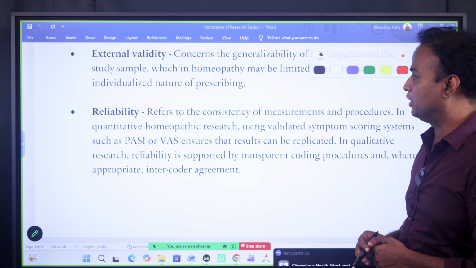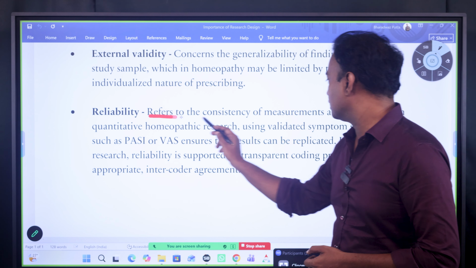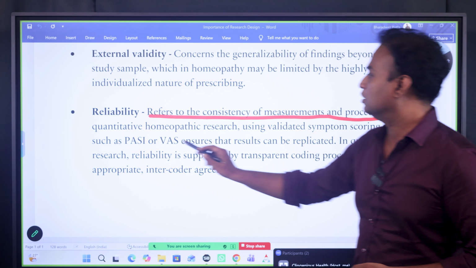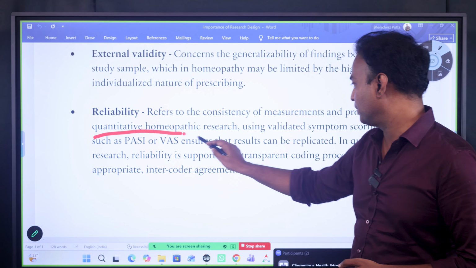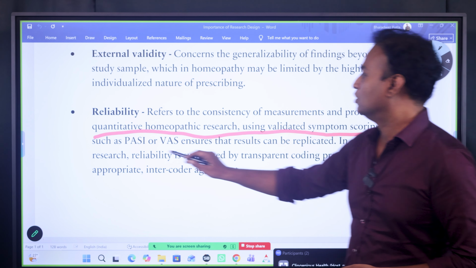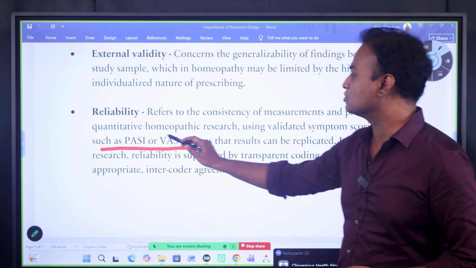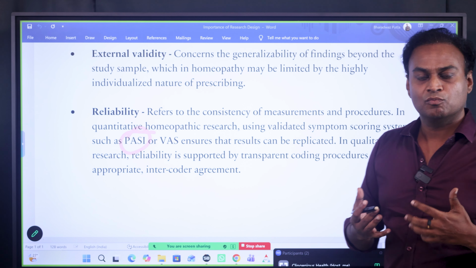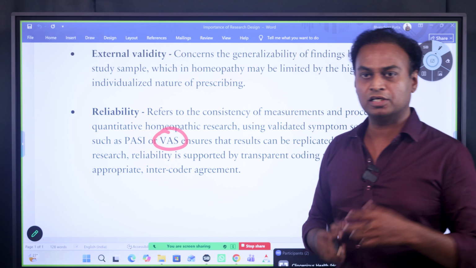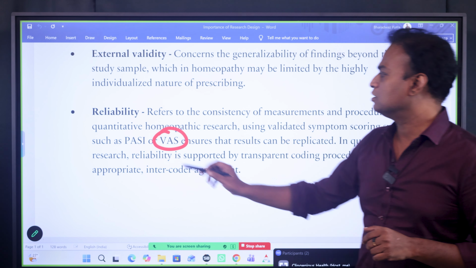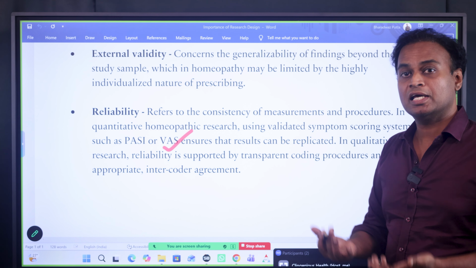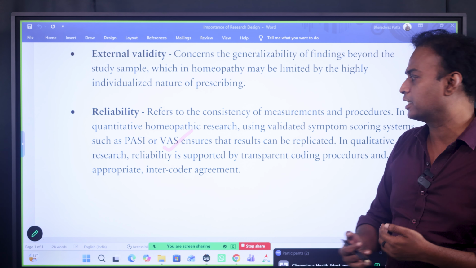And what is reliability? It refers to the consistency of measurements and procedures in quantitative research. In homeopathic research, using a valid symptom score, for example the PASI score or VAS score. The PASI score is used to assess the prognosis of psoriasis, and VAS, the visual analog scale, is for general purpose. So when you are using these types of scales and doing the research, the results will be reliable. You will get the same results again and again.